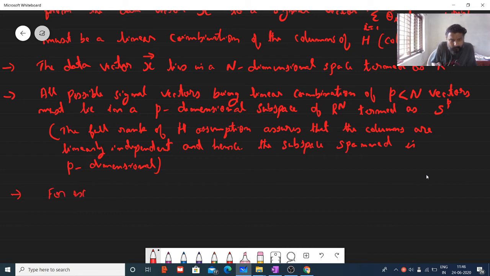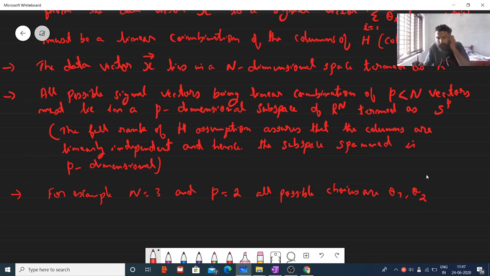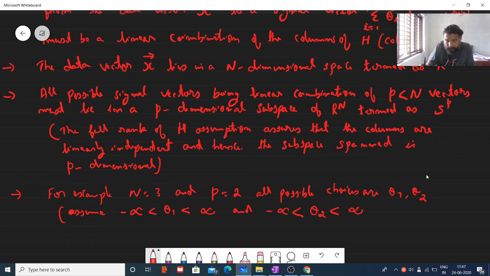I will take, for example, n equal to 3 and p equal to 2, and I will explain that with a figure. All possible choices of the signal vector are theta 1 comma theta 2, where we assume minus infinity less than theta 1 less than plus infinity, and minus infinity less than theta 2 less than plus infinity. That assumption you have to meet.